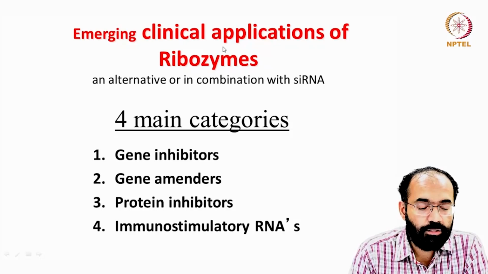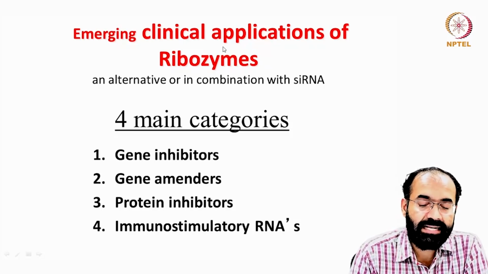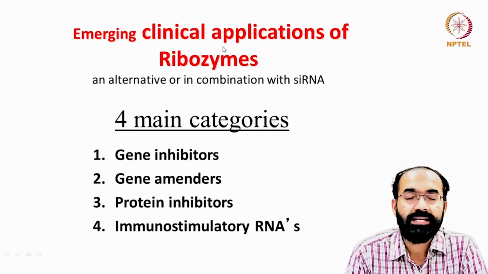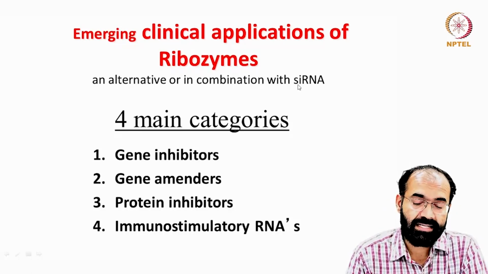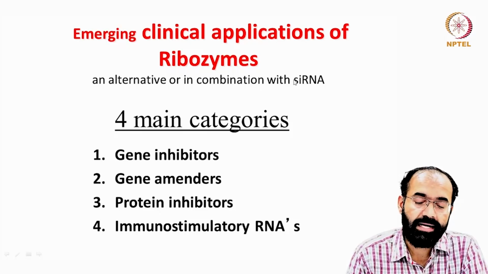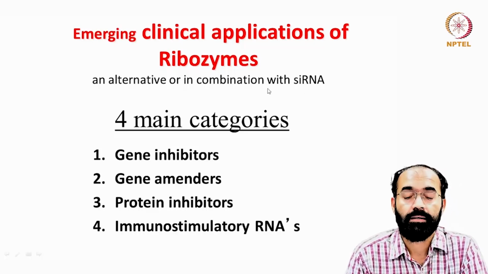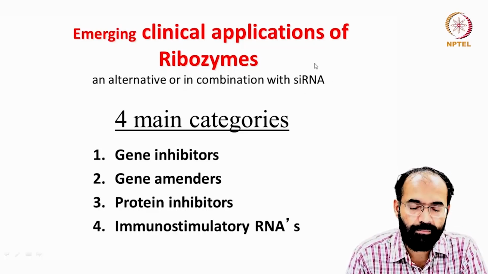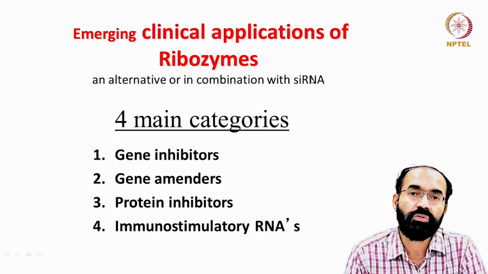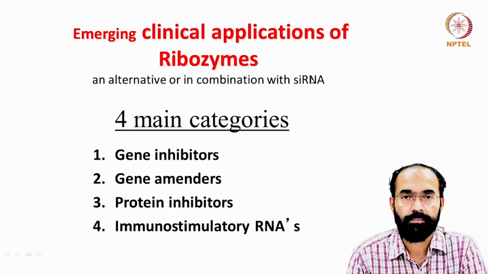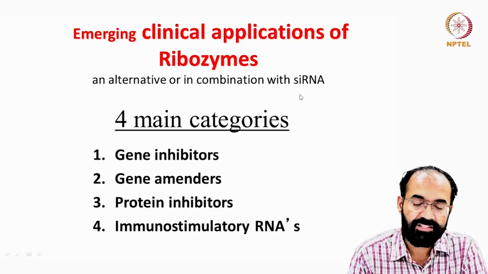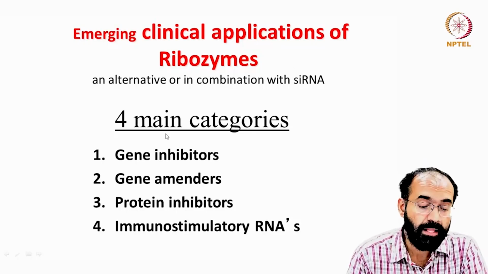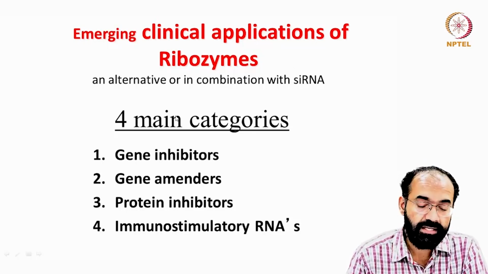So let us quickly see some of the emerging clinical applications of ribozymes, as an alternative or a combination with siRNA. siRNA is small interfering RNA. We will see in more detail how they target an RNA, because we haven't discussed it yet. But for the time being, understand that siRNA can also negatively regulate gene expression, that means siRNA can inhibit an RNA's expression. We will see more detail when we study siRNA. For now, we are addressing only the ribozyme.